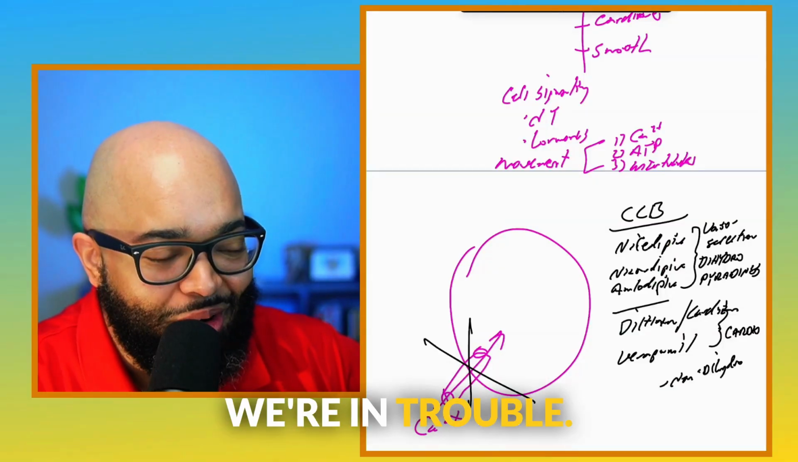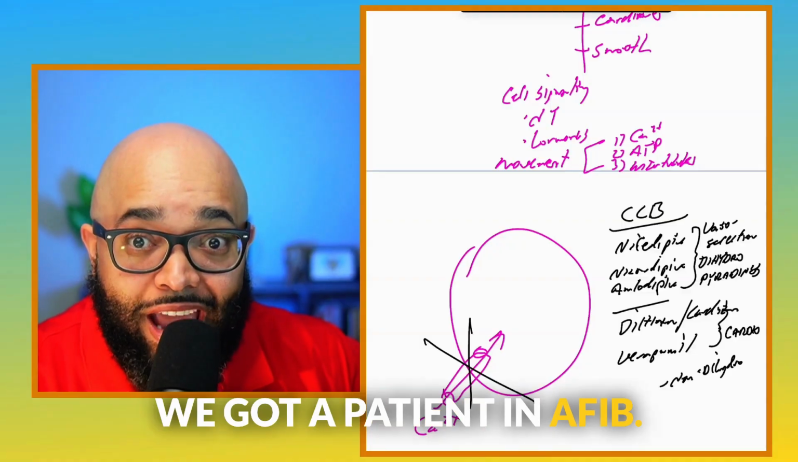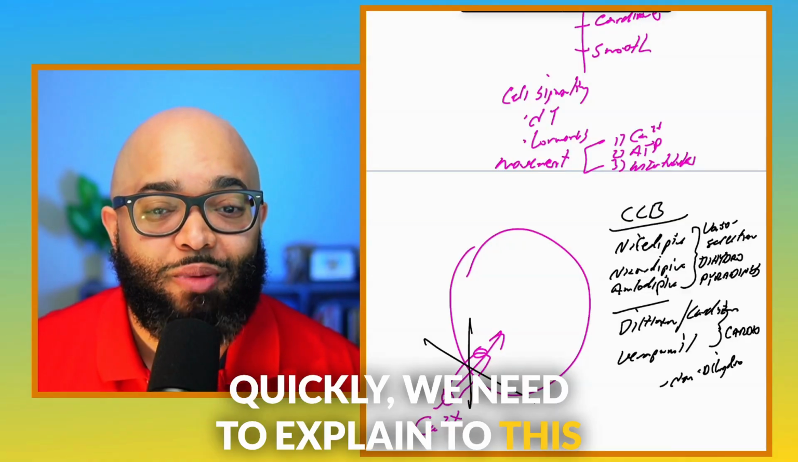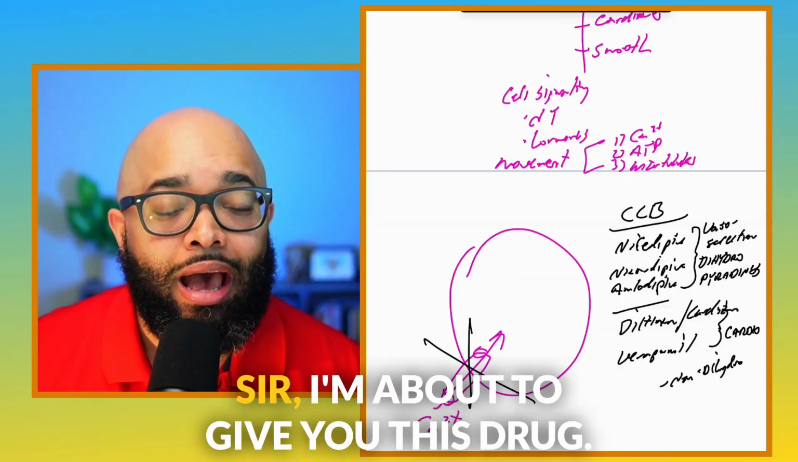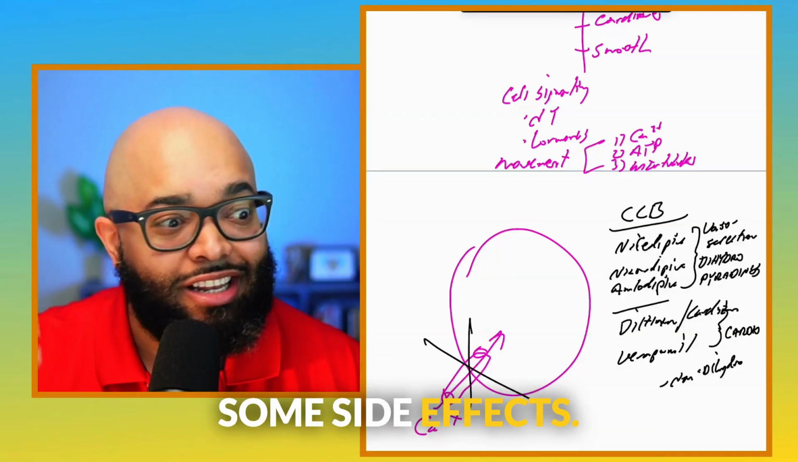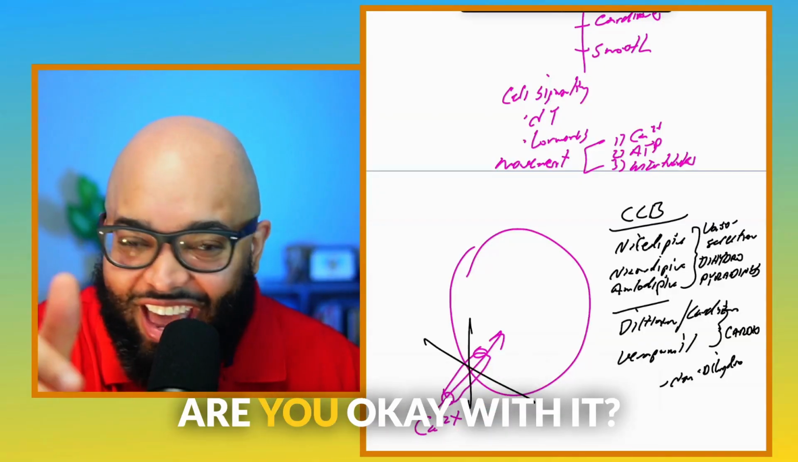Oh boy, we're in trouble. So you're about to give this patient right now, we got a patient in AFib, A-flutter. We need a calcium channel blocker on board quickly. We need to explain to this patient right now, hey, ma'am, sir, I'm about to give you this drug. Oh, by the way, it's probably going to cause some side effects. These side effects are about this many, 500. Do you want me to give it? Are you okay with it?